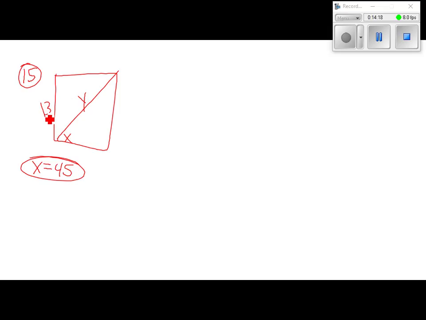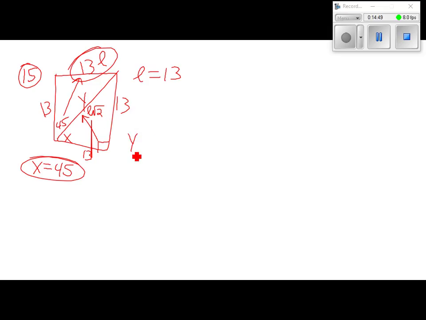This side's 13. This side's 13. That's a right angle. In a 45, 45, 90 triangle, the sides across from the 45-degree angle should be labeled what? L. What do we know about L then? L equals 13. So everywhere we see L, we can stick 13 in its place. What's the side across from the right angle supposed to be labeled? L radical 2. What are we going to put in place of L? 13. So what's Y? 13 radical 2, 13 times the square root of 2.